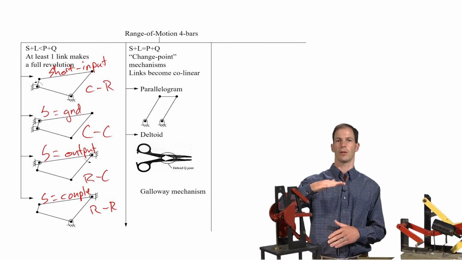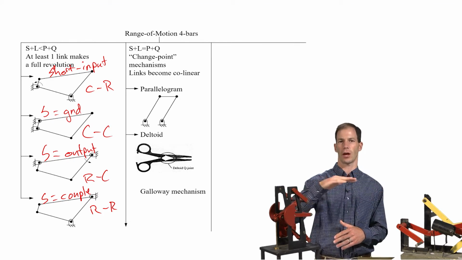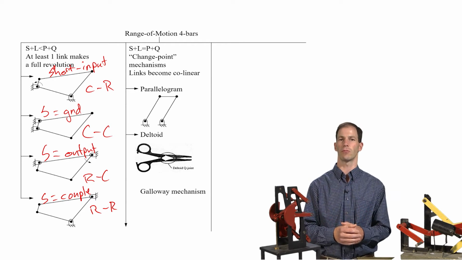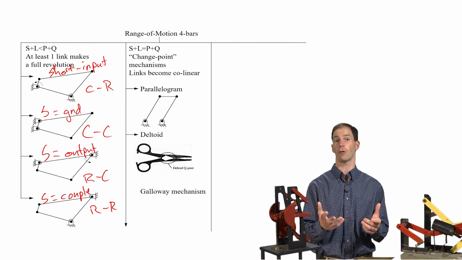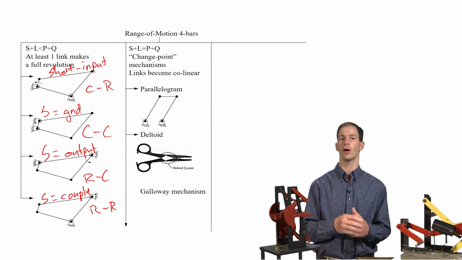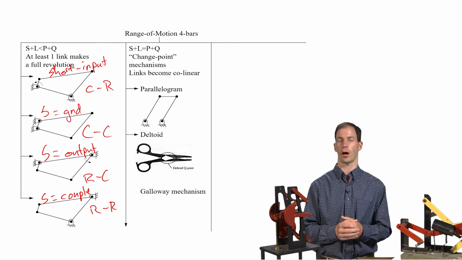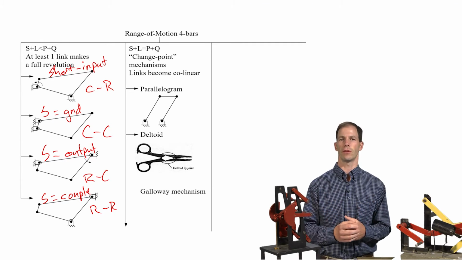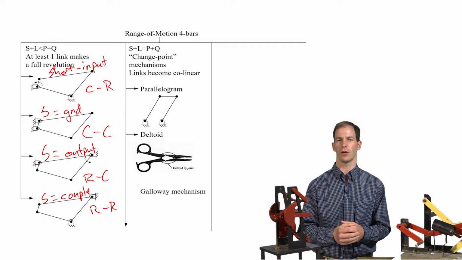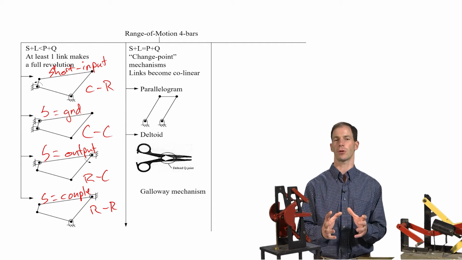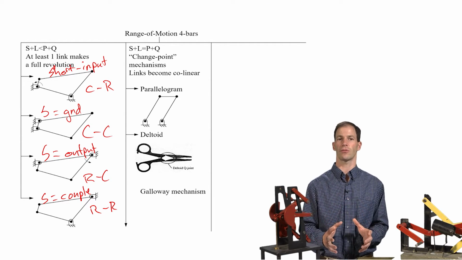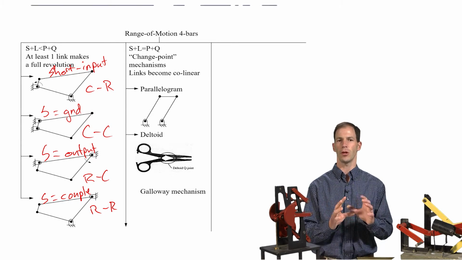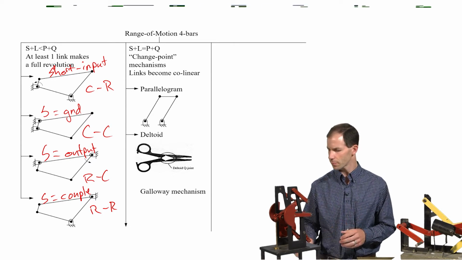You can keep the coupler parallel to the ground all the time through the range of motion. Or a deltoid or a Galloway mechanism have some very interesting behaviors. In a Galloway mechanism, you actually have two rotations of the input link for one rotation of the output link. Also, there are further divisions of this that Barker further classifies that we're not going to spend much time on, but recognize we can take these change point mechanisms, S plus L equal to P plus Q, and further classify them beyond what I'm showing here.